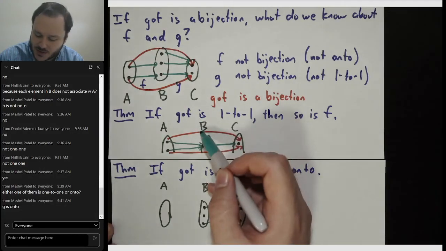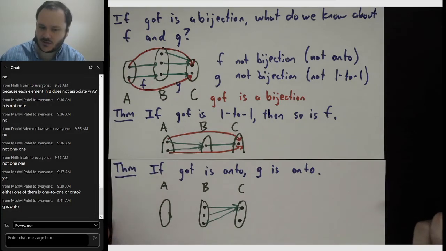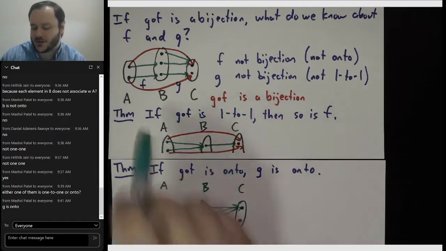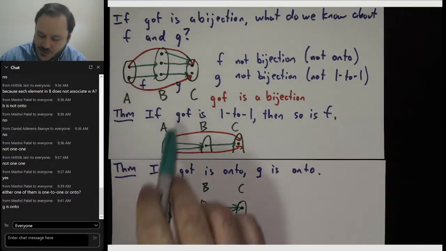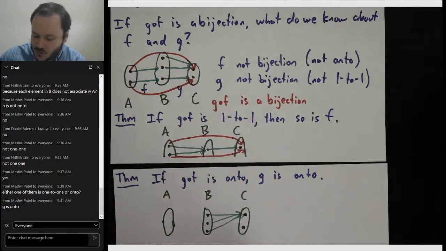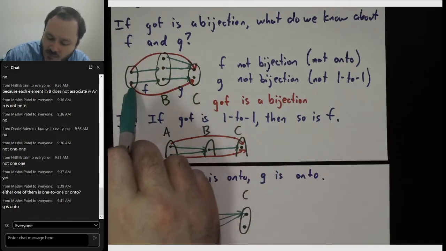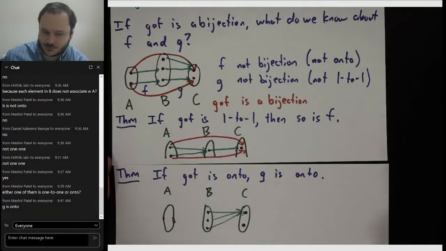If G composed with F is one-to-one, then F has to be one-to-one. But, as we saw up here, the opposites are not true. If G composed with F is one-to-one, that does not mean G has to be one-to-one. And if G composed with F is onto, that does not mean F has to be onto.